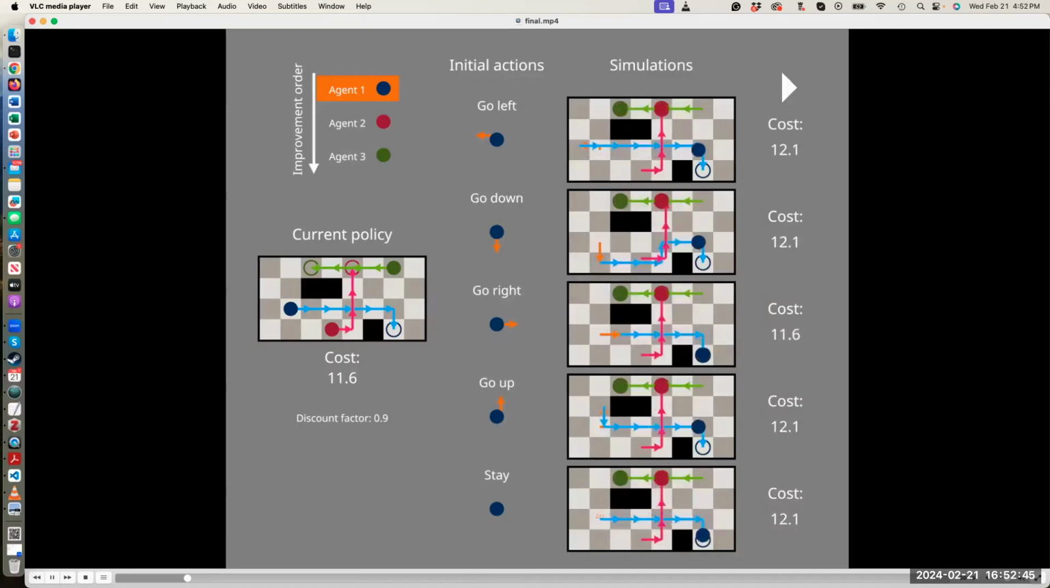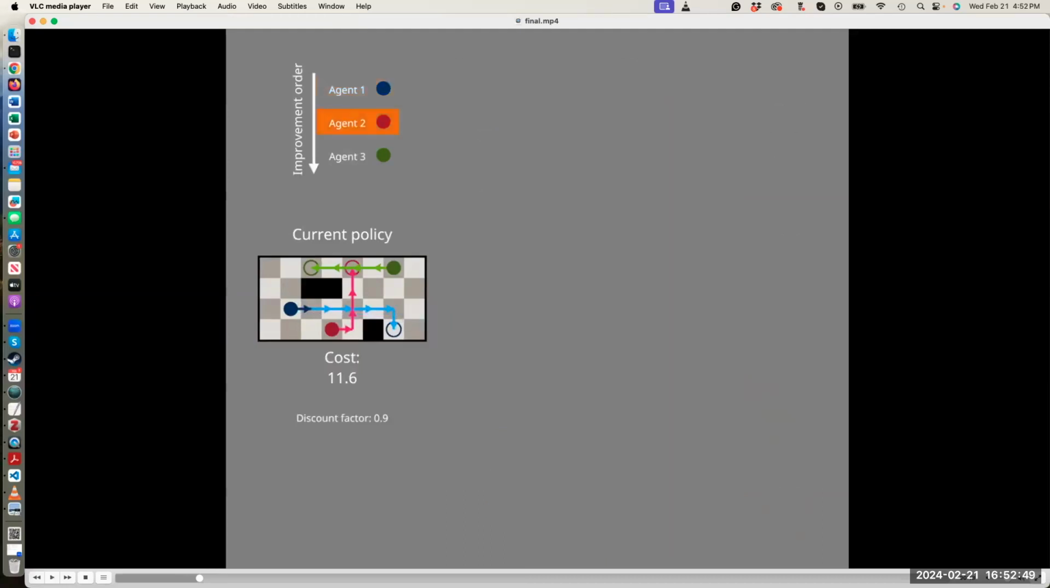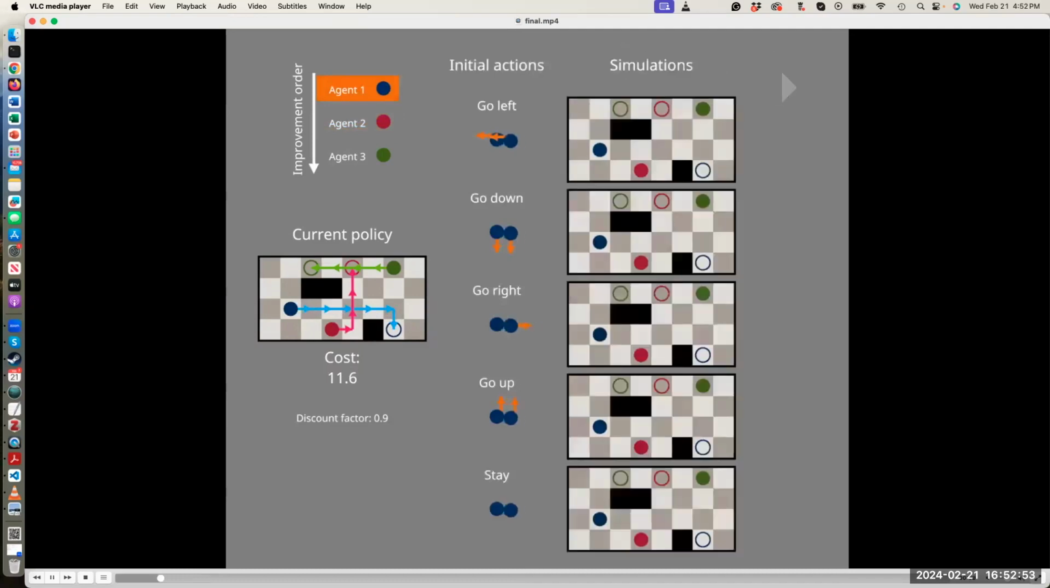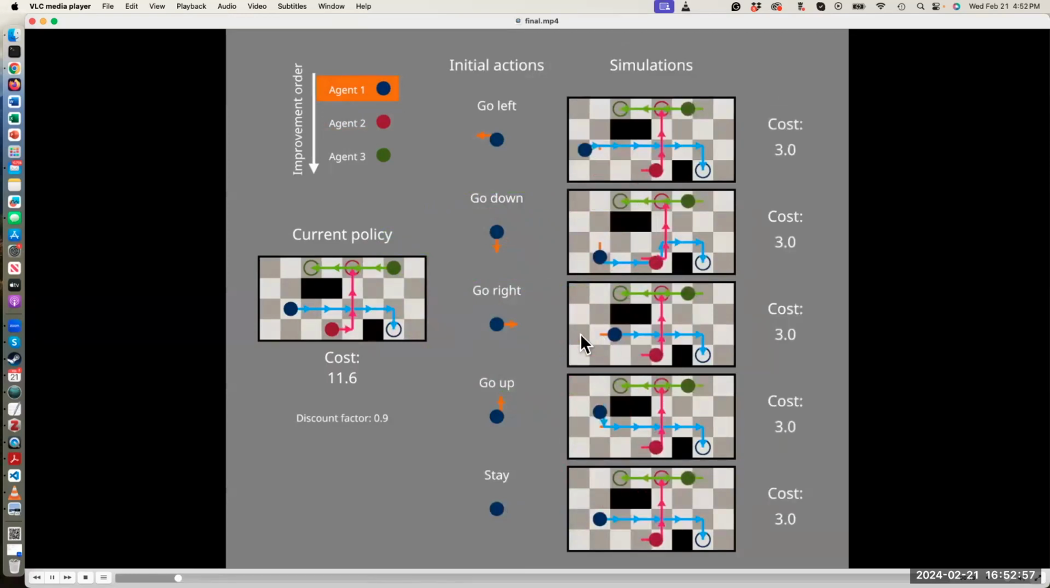Okay, so you can see among all the cases, the one in here would have the smallest cost. Yeah, you can see this one has the smallest cost. Therefore, the first agent chooses to move to the right at the present stage.